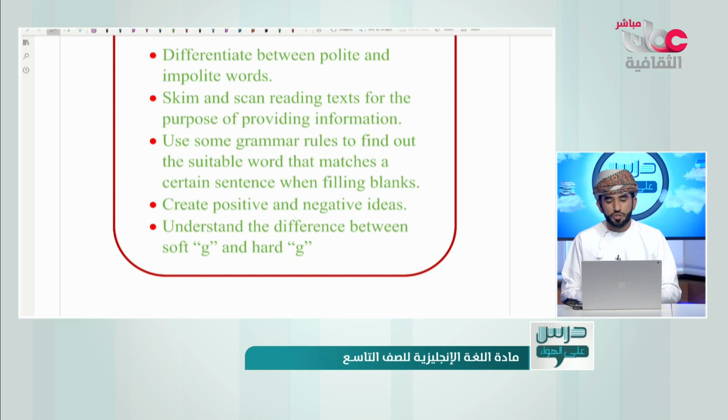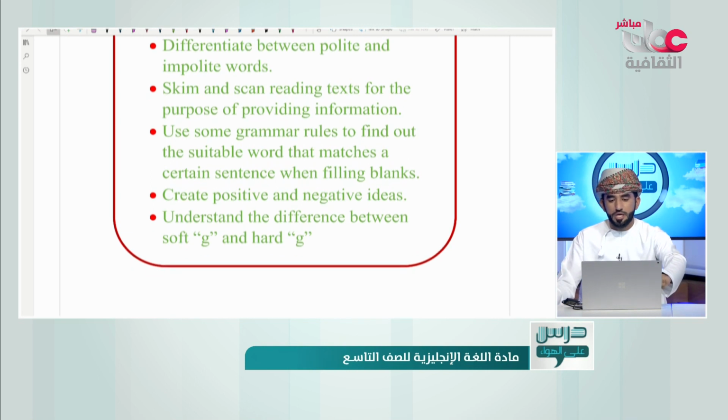And then let's go to objective number 3. Use some grammar rules to find out the suitable word that matches a certain sentence when filling blanks. This one is very simple. I know that so many students have some kind of clouds settled in their heads when it comes to filling gap tasks. You've got some written words in a box, right? And this box has some words, and you have to use them to fill the blanks with the accurate one.